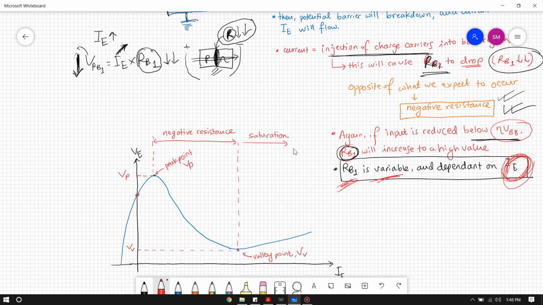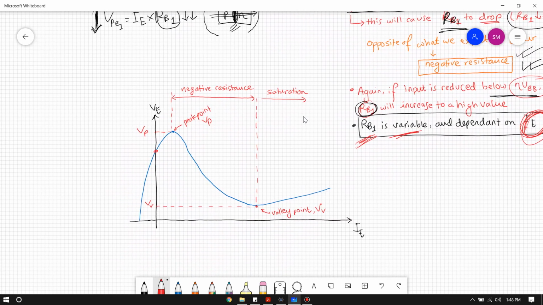Now the characteristics of the UJT look somewhat like this. If this is our emitter voltage and this is our emitter current, there is a point up to which the current will not flow. This is our eta VBB point. Once we exceed this point, the current will start flowing from the emitter, and initially it will behave normally. As current increases, the voltage will increase.